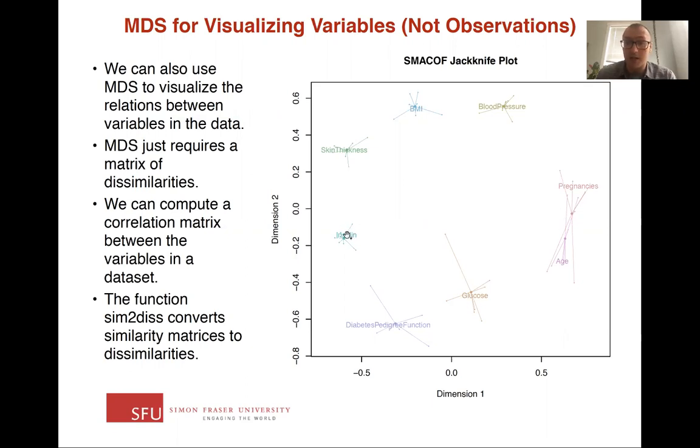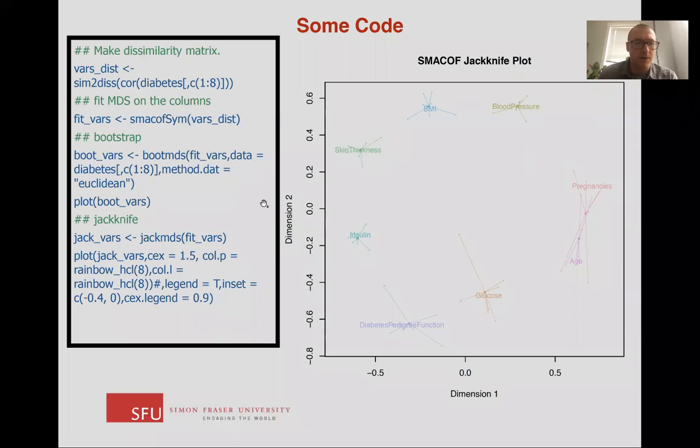Whereas insulin's not, right? Insulin is pretty robust, and that's an indication that insulin is probably pretty important here. Same thing with skin thickness and BMI. Okay. So then here's some code for how I did that.